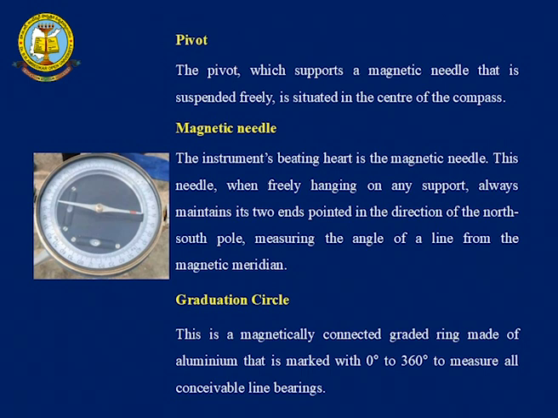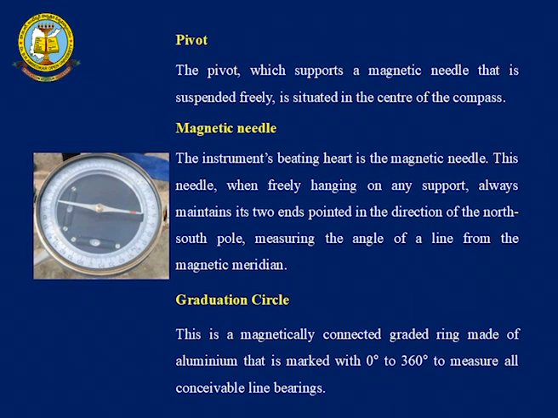Another one is the magnetic needle, which is very important in the prismatic compass. When this needle is freely hanging on a support, it always maintains its two ends pointed in the north and south directions. By this you can measure the angle of the line from the magnetic meridian.